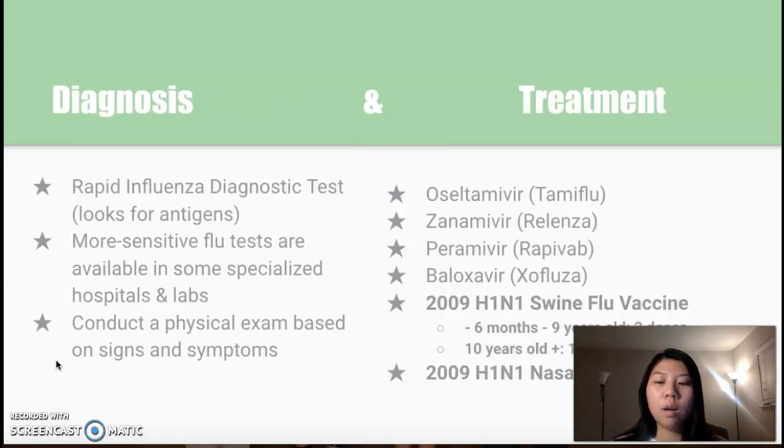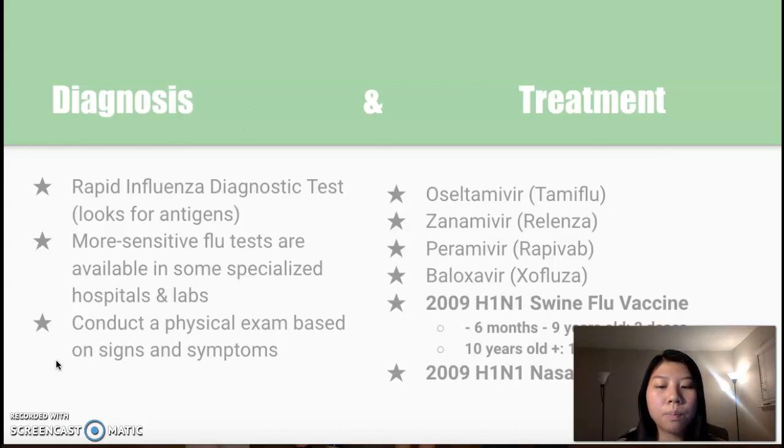So the diagnosis of this virus would be done through going to the doctor and the doctor will conduct a physical exam based on signs and symptoms that the patient is exhibiting, and then usually there would be a rapid influenza diagnostic test. This is the cotton swab that they stick up your nose or down your throat, and this is just testing for antigens to see if you have the flu or not. And then there are more specific flu tests to see what specific strain you have, but these are only available in specialized hospitals and labs.